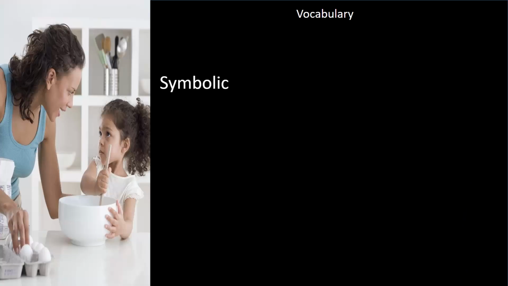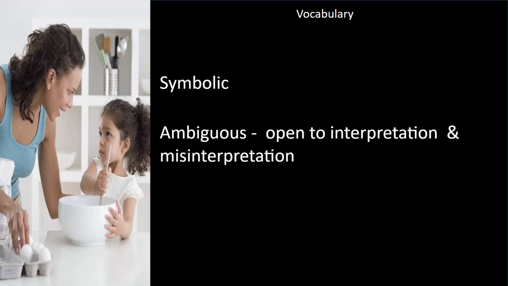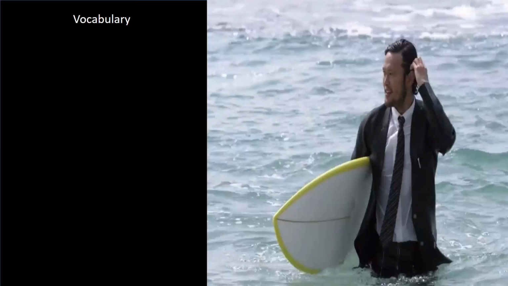Vocabulary is our next characteristic. It refers to all of the symbols that are used in a code, and this is where the problem arises. Anything that is symbolic is ambiguous. That means it's open to interpretation, but anything open to interpretation is also open to misinterpretation.